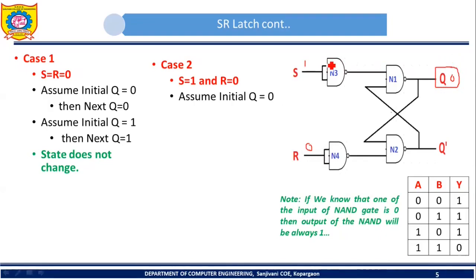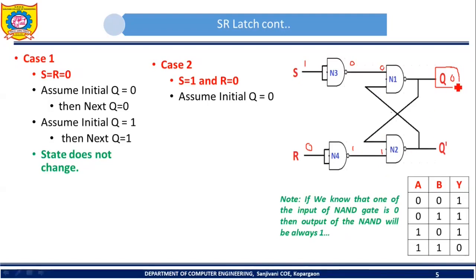Next value of Q. So see here, what is input to N3? Both inputs are 1, 1. If both inputs are 1, 1, what will be the output of this NAND gate? It will be 0. See this truth table. Now here both inputs are 0, 0, so the output of this NAND gate will be 1. Now this 0 will become input to NAND gate N1, and this 1 will become input to NAND gate N2.